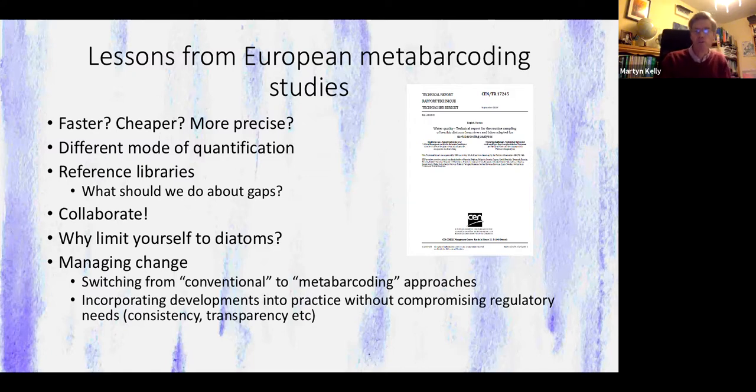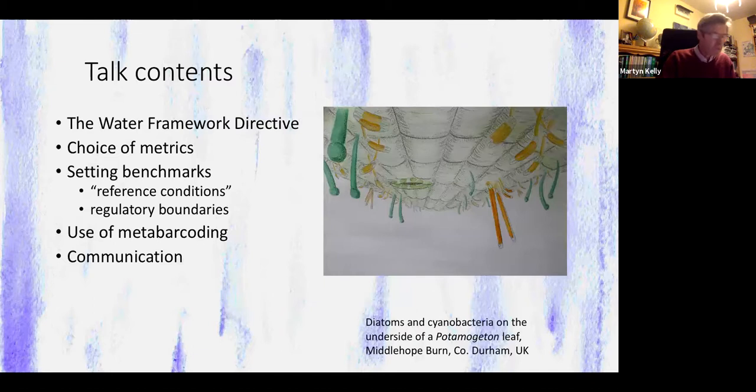In intercalibration, we were looking at harmonizing across space. In metabarcoding, I think we're going to need to harmonize across time, simply to make sure that the regulatory outcomes are the same, even if the underlying processes have improved. And then, bringing me on briefly to my very last point.